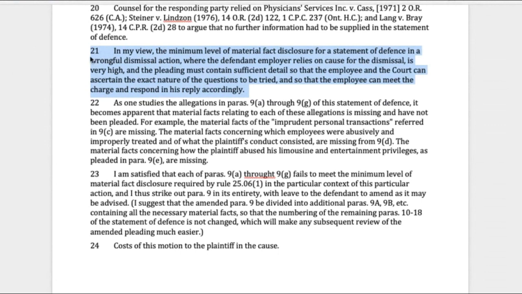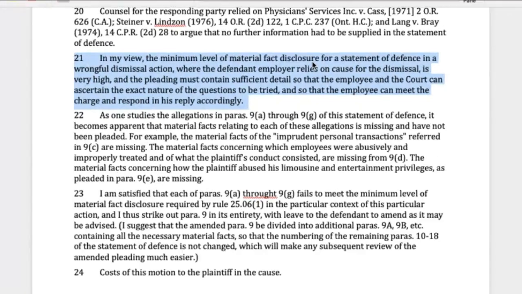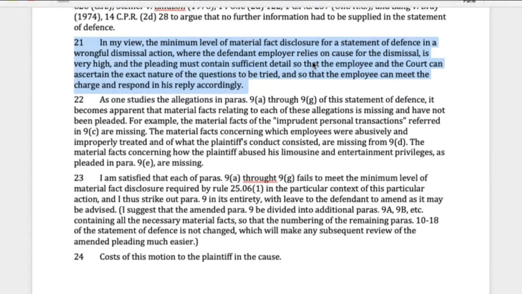So in cases like this, where there's a very serious allegation made, there may be a higher level of material fact disclosure required. The pleading must contain sufficient detail so that the employee and the court can ascertain the exact nature of the questions to be tried, and so the employee can meet the charge and respond in his reply accordingly.